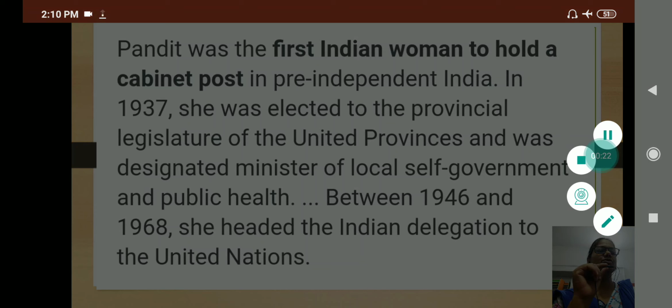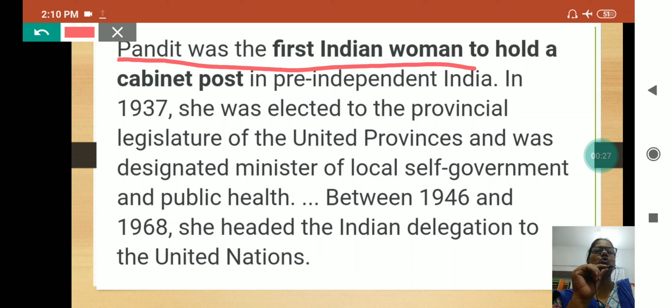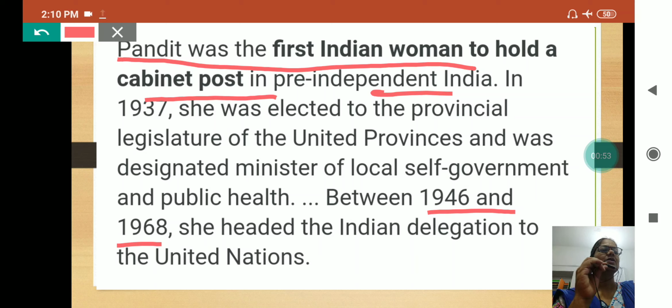This is about Vijaya Lakshmi Pandit. Pandit was the first Indian woman to hold a cabinet post in pre-independent India. Means when India was under the British rule. She was elected to the provincial legislature of the United Provinces and was designated Minister of Local Self-Government and Public Health between 1946 and 1968. She headed the Indian delegation to the United Nations.